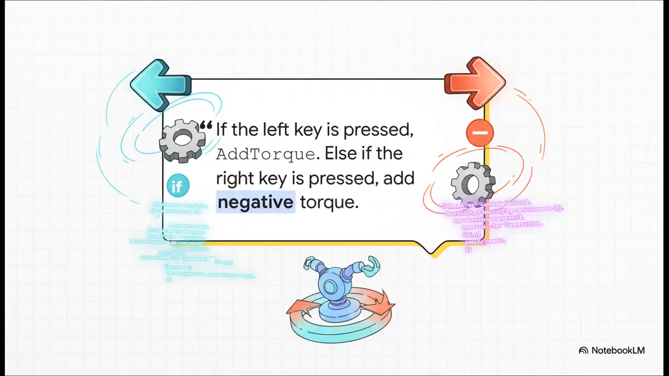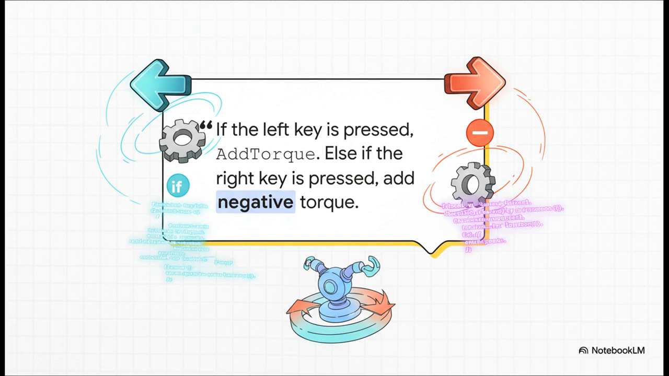And here's the code that makes the magic happen. Inside our FixedUpdate method, we just ask a simple question with an if statement. If Input.GetKey(KeyCode.LeftArrow), if that's true, we grab our rigid body reference and say rb2d.AddTorque(torqueAmount). Then we use an else if to check for the other key: else if Input.GetKey(KeyCode.RightArrow).